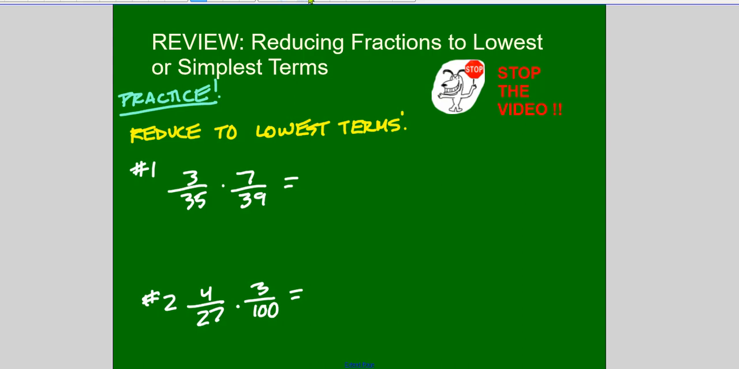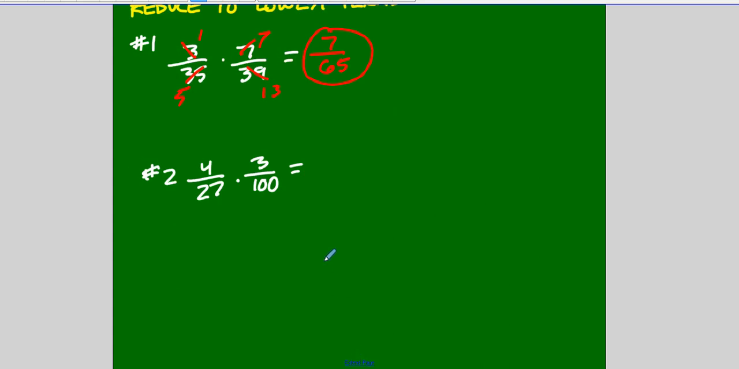All right, so let's see what you got here. The first one, 7/35. I can divide 7 into both of those. That goes 5 times, and goes once. 3/39, 3 goes into 3 once, 3 goes into 39 13 times. So this ends up being 7 over 65. Then the second one, 3/27. I can divide 3 into 3 once, 3 goes into 27 9 times. And then 4 goes into 4 once, 4 goes into 100 25 times. So now I have 1 over 25 times 9. That's 225. So 1 over 225 is our final answer there.